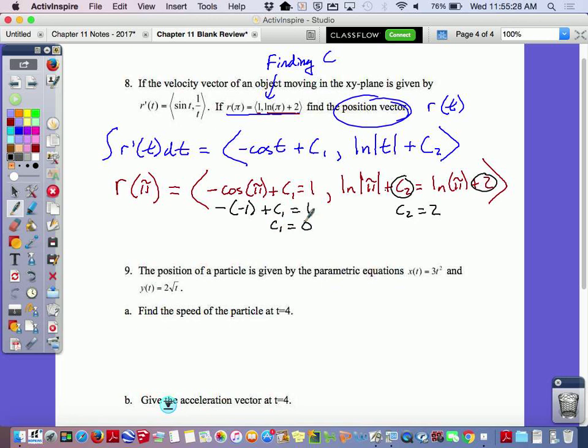Now that I know the c values, I can write out a new equation for my original vector r of t. It's negative cosine of t plus 0, which I don't need to write, comma ln of the absolute value of t plus 2.